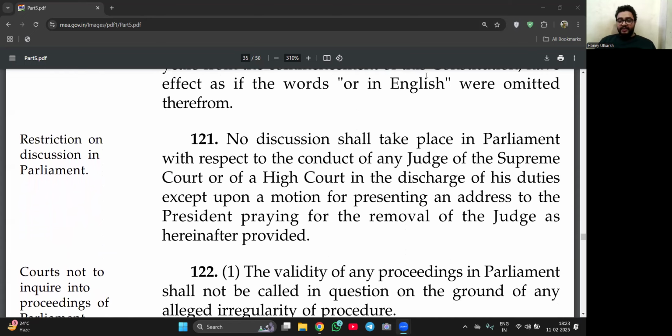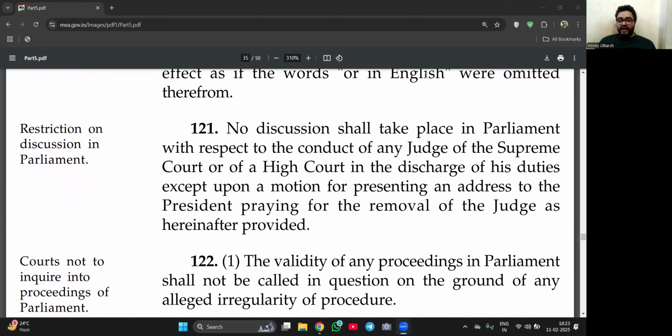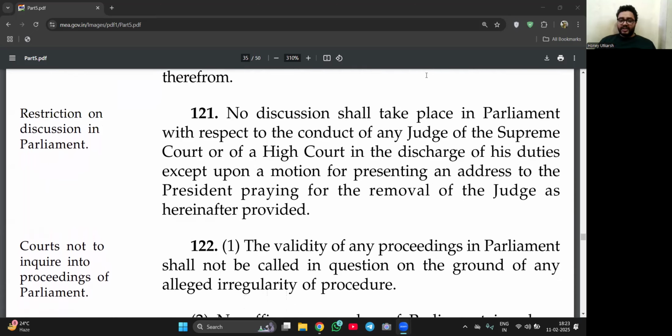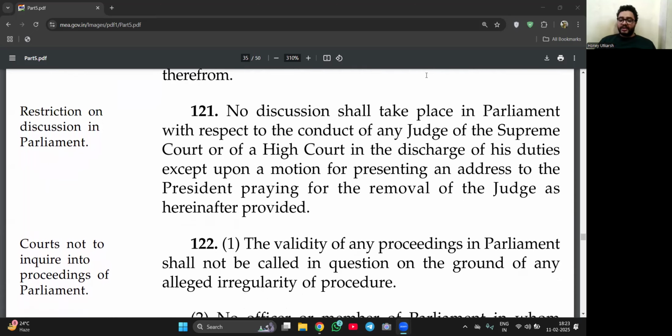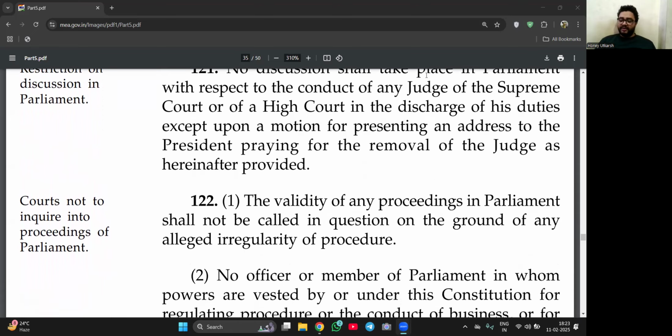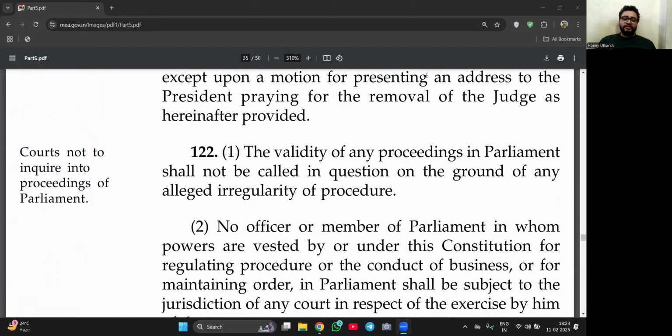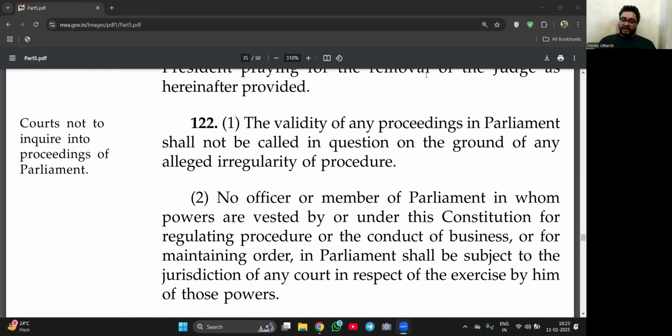No discussion shall take place in Parliament with respect to the conduct of any judge of the Supreme Court or of a High Court in the discharge of his duties, except upon a motion for presenting an address to the President praying for the removal of the judge as hereinafter provided. Article 122, courts not to inquire into proceedings of Parliament.